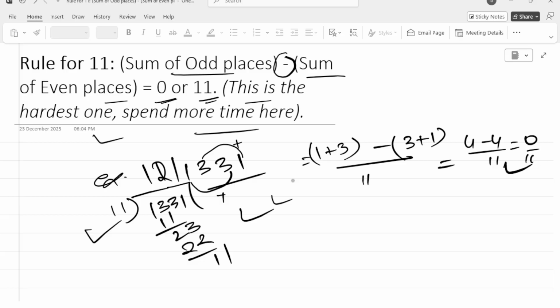Now I'm giving an example. Tell me, 6489 is divisible by which number? Comment in the box.